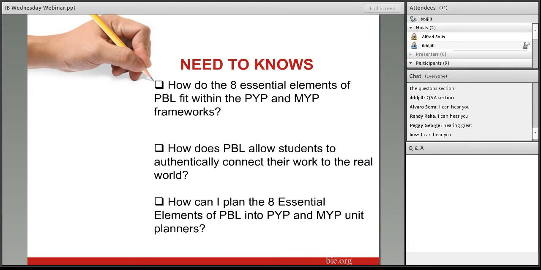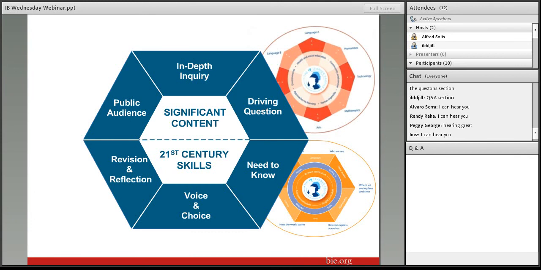We know that schools using the International Baccalaureate program often find PBL to be a perfect fit. So that's why we designed this webinar to help explore that and make some of those connections, so as people plan and work through their unit planners, they can see how PBL will help bring authenticity to some of those summative assessment tasks, as well as supporting the personal project and exhibition. So with that, we're going to begin by looking at the 8 essential elements of project-based learning.